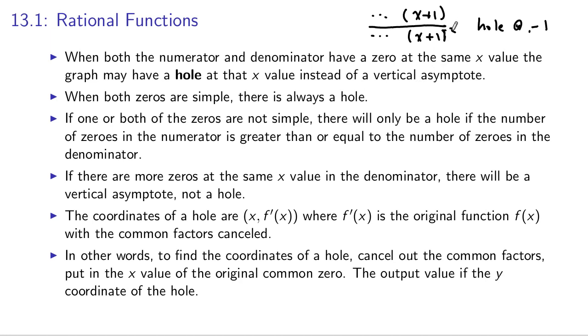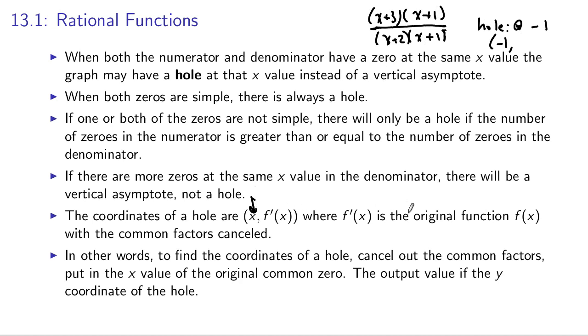So how do we find where a hole is? Let's make a concrete example here. Suppose this was x plus 3 times x plus 1 over x plus 2 times x plus 1. We have a hole at -1 because those are both simple, so there's nothing to worry about with the hole. That's at x of minus 1. So what about the y value? Okay, so the coordinates of a hole are the x value, negative 1.